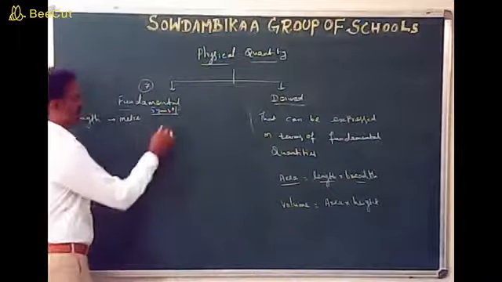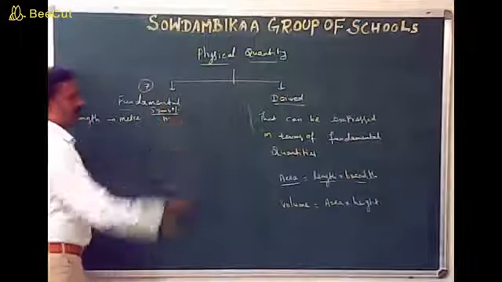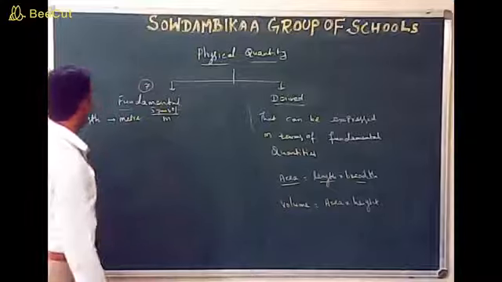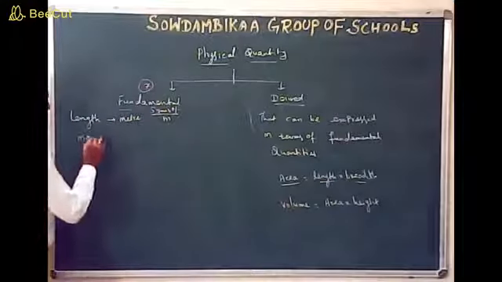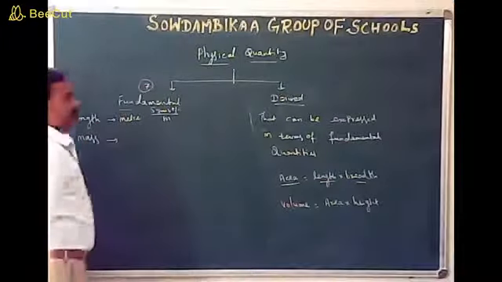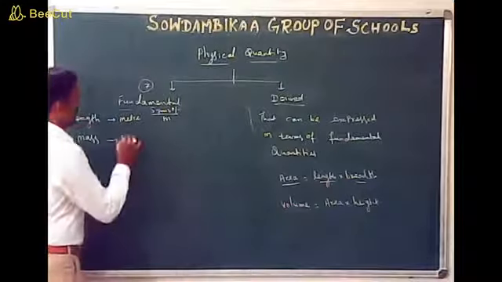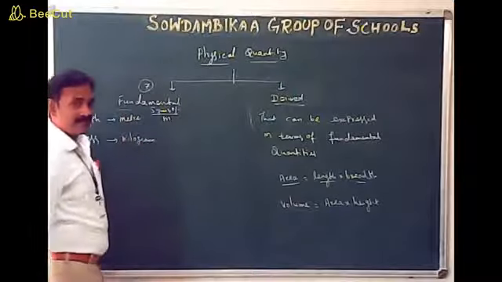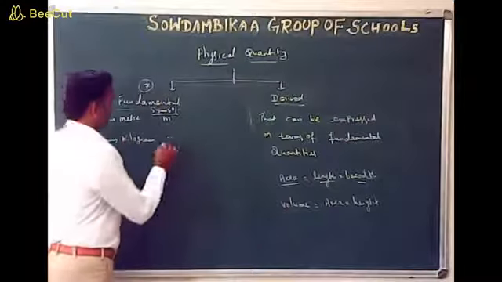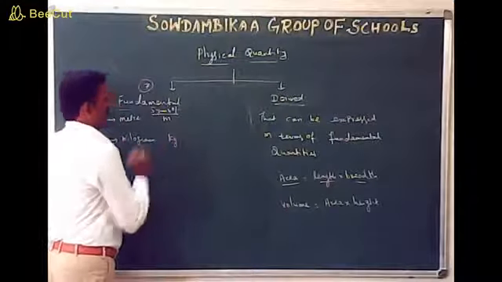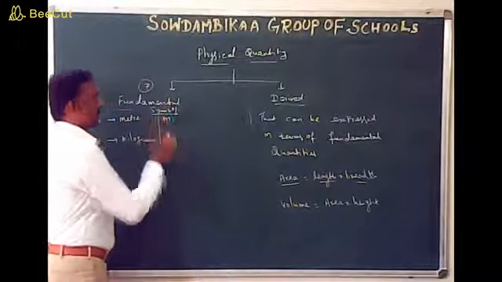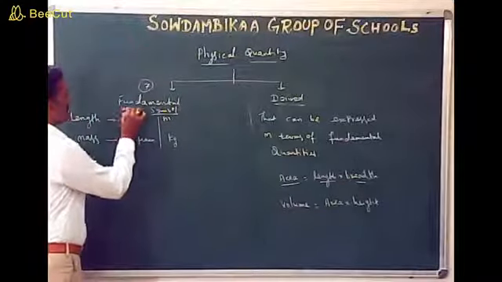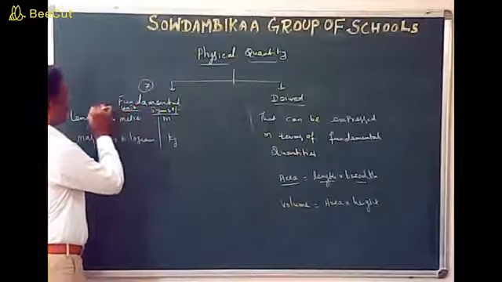Symbol: the meter, denoted by small m. Then mass. The unit of mass is kilogram. The symbol of mass is kg. That's a symbol, you should understand. This is a unit. It is a fundamental quantity.